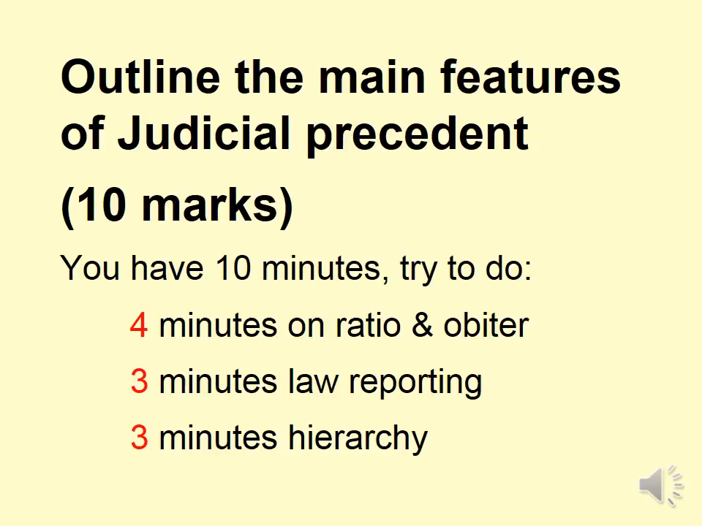So that's an overview of the key features of judicial precedent. And the question that you could be asked in the exam is this: outline the main features of judicial precedent. And as always, it's 10 marks, and you have 10 minutes to complete it. The suggestion would be you spend 4 minutes on ratio and obiter, 3 minutes on law reporting, and 3 minutes on hierarchy. What I'd like you to do now is have a go at writing the answer and see how well you get on. You must be able to do it in the time, and you must get in as much information as possible.